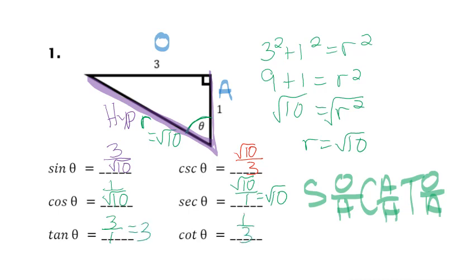We're then going to see if there's anything that can rationalize. So we can see that this first one we can rationalize to be 3 root 10 over 10. And then the second, for cosine, we can rationalize to be root 10 over 10. And then these would be my 6 trig ratios.